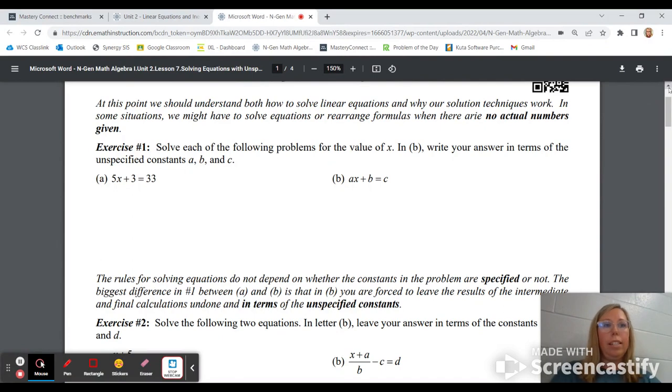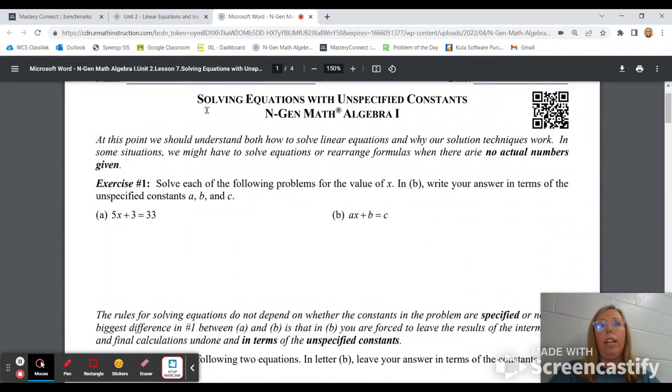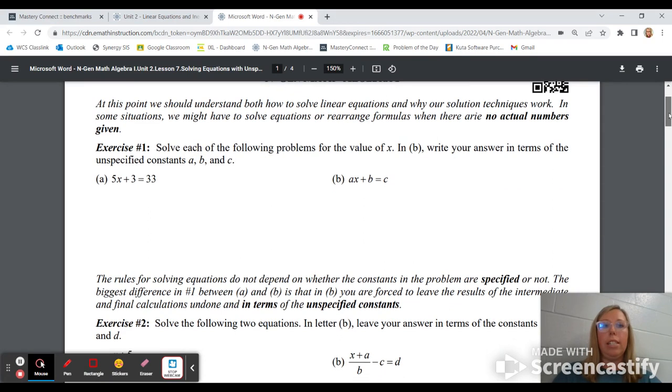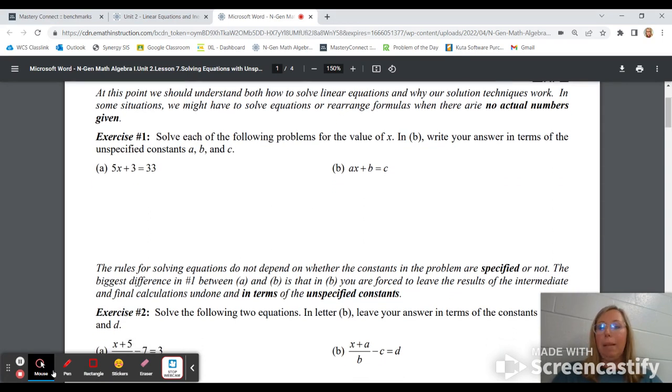We are working this lesson on what they are calling solving equations with unspecified constants. That's also known as rearranging formulas, or sometimes referred to as solving literal equations. So lots of different names for this, but the concept is just using the skills that you know with solving equations to solve for specific variables in a problem.